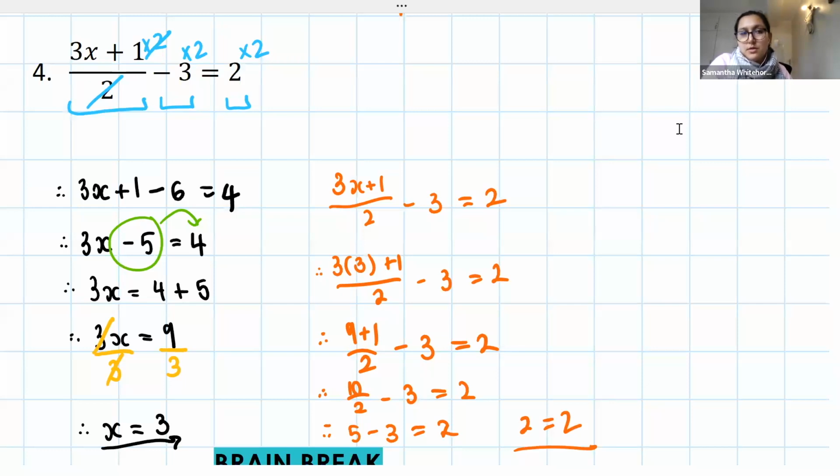I first used the inverse operation of minus 3 to the other side. It gave me 2 plus 3 equals 5. Yeah. And then 3x plus 1 over 2 equals 5. And then I multiplied times 2 equals 10. Perfect. And then the plus 1. Inverse operation minus 1 and says 3x equals 9. And then 3x over 3 and 9 over 3 equals 3.